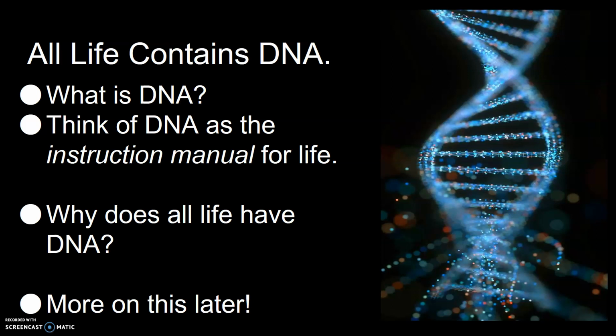And last, but certainly not least, of our 8 characteristics is that all life contains what's called DNA. We're going to learn a lot more about DNA in the coming lectures, but for now, we're going to define it as the instruction manual for life. The reason that all life has DNA is because DNA is the instruction manual, and it allows us to have the instructions to perform all of the functions that are required for our bodies or for any living thing.